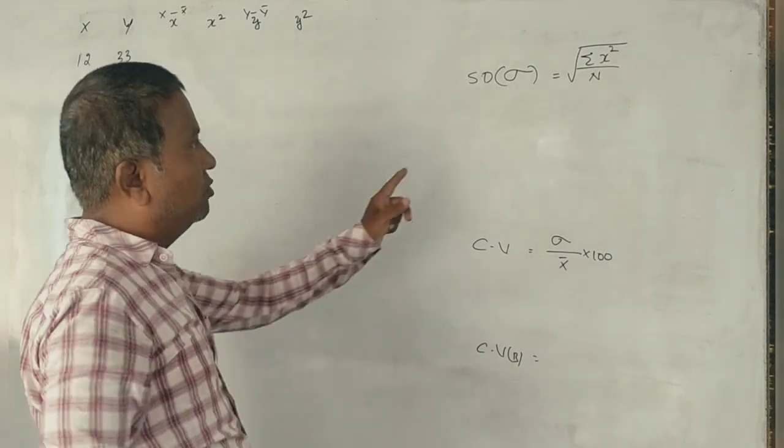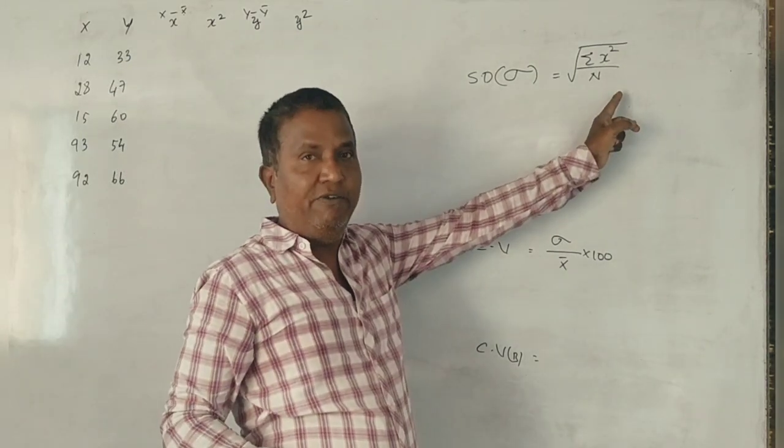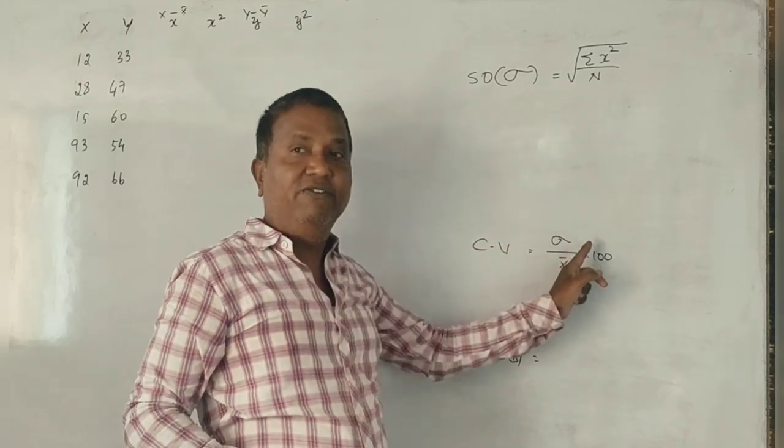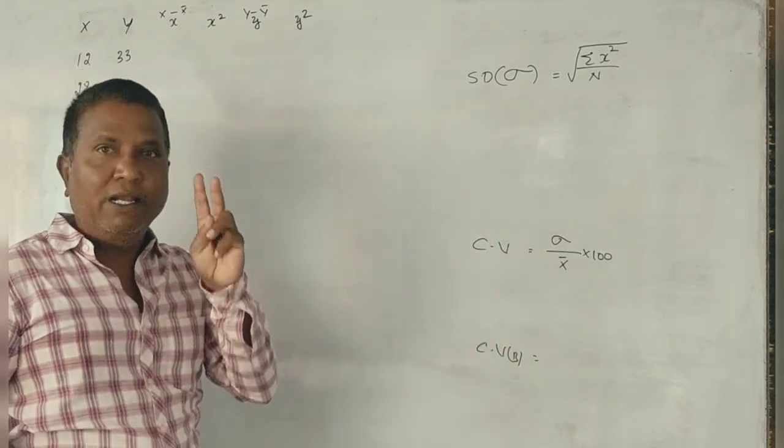Hold on. First, the formula. Standard deviation is equal to the square root of summation x square divided by n. Coefficient of variation is equal to standard deviation divided by mean into 100. This is the formula.